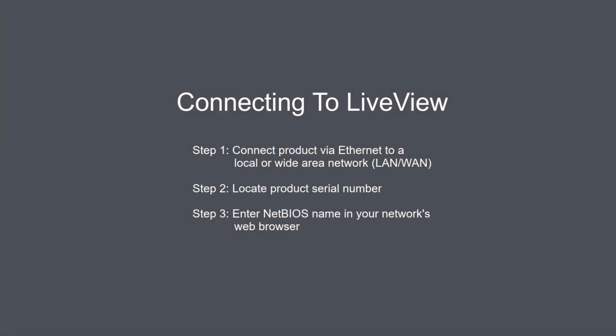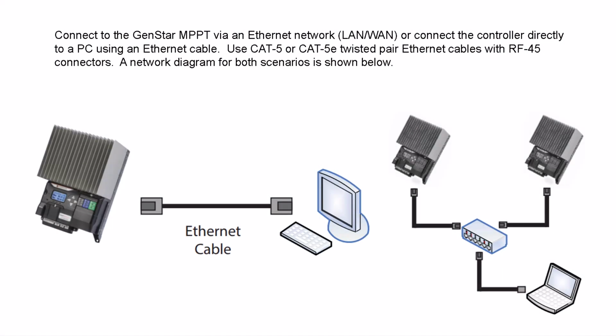Connecting to LiveView is a three-step process. First, connect the product to your local area network using an Ethernet cable. In this video, we'll be connecting to a GenStar. Our products are configured for DHCP from the factory, which means the product should automatically connect to your network if DHCP is enabled on the network gateway.